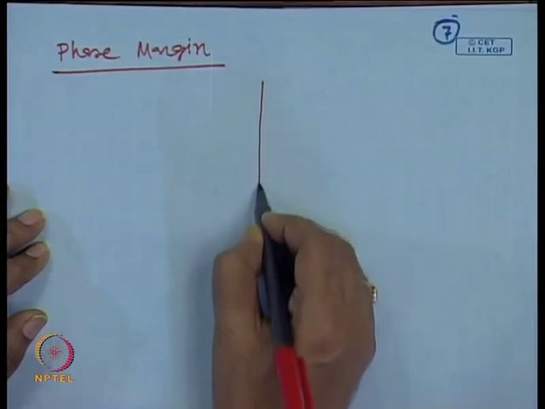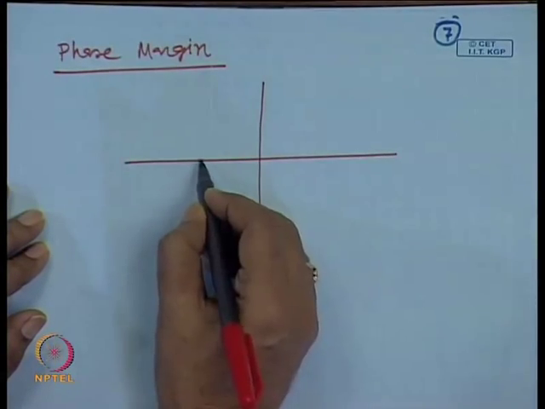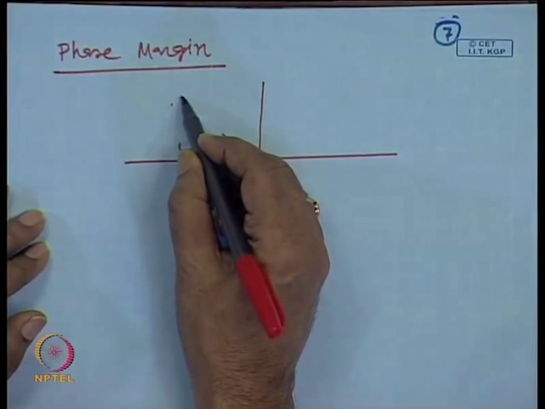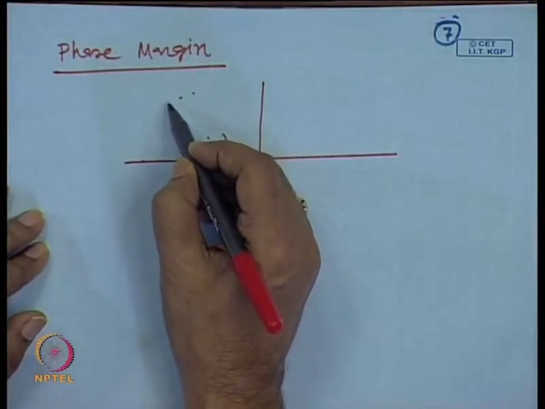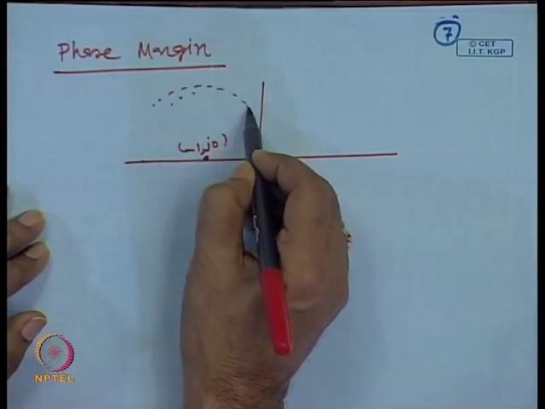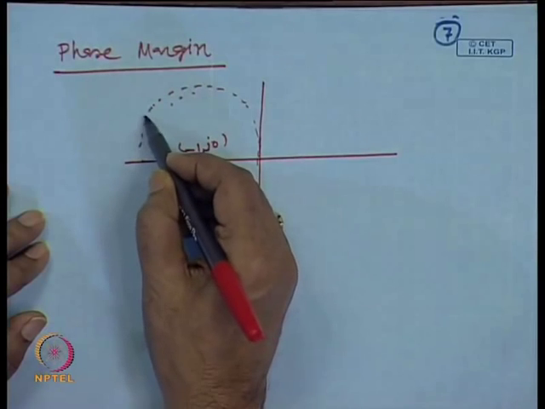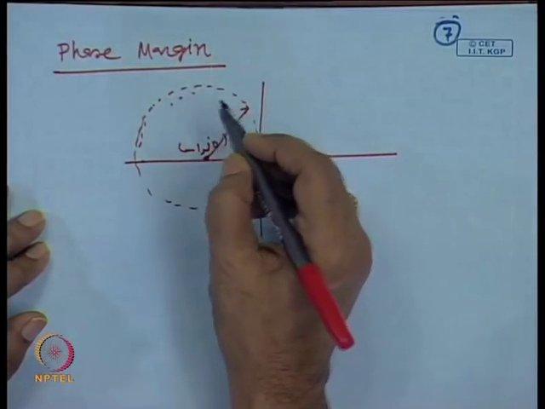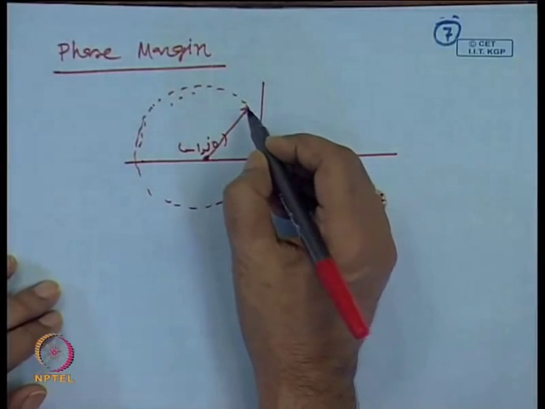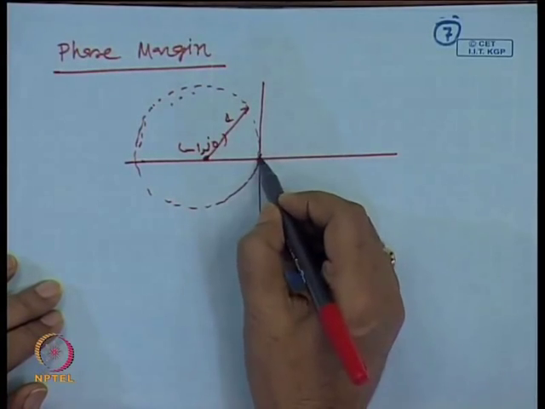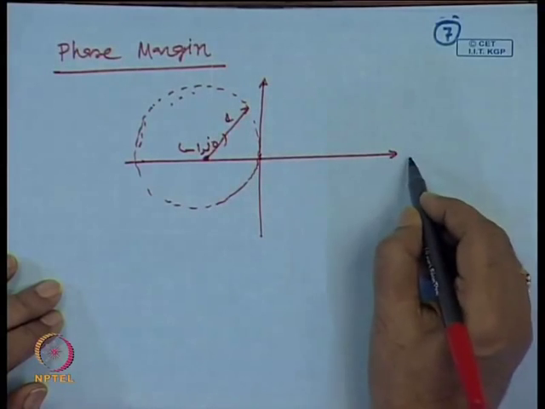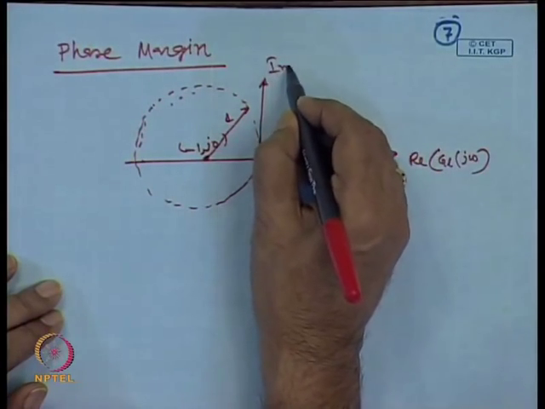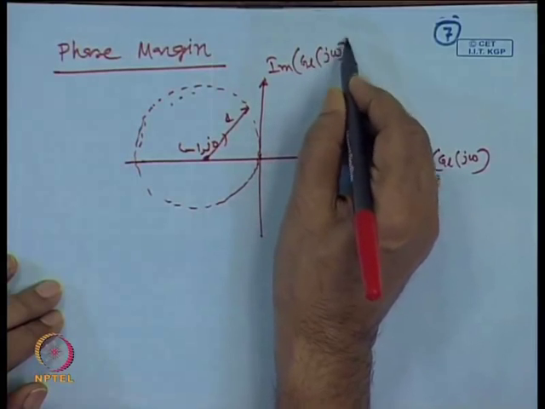So let us plot this. Minus 1 j 0, this point. I am just plotting the real part of G L j omega on this axis, and the imaginary part of G L j omega on this axis.